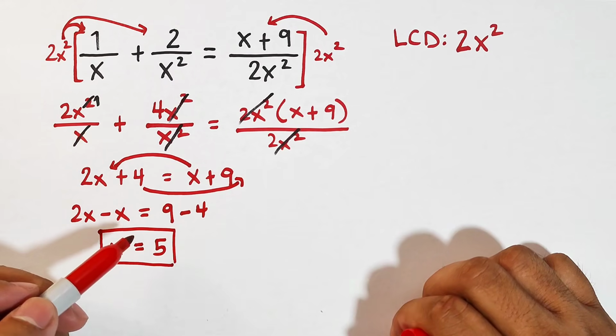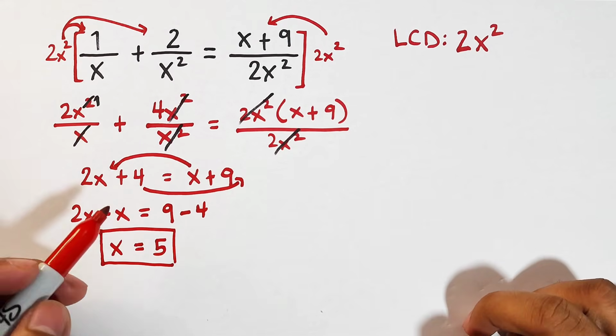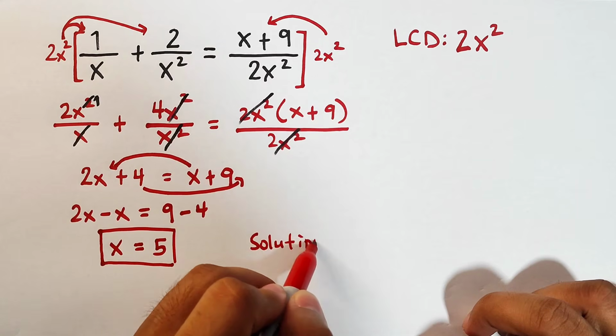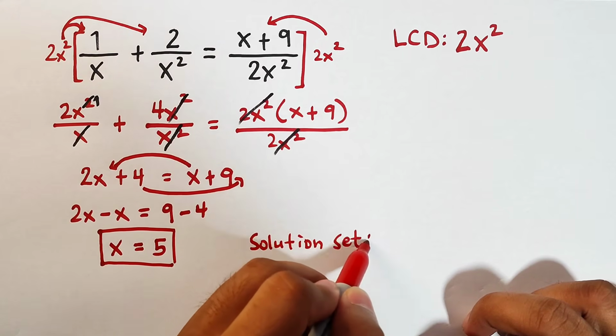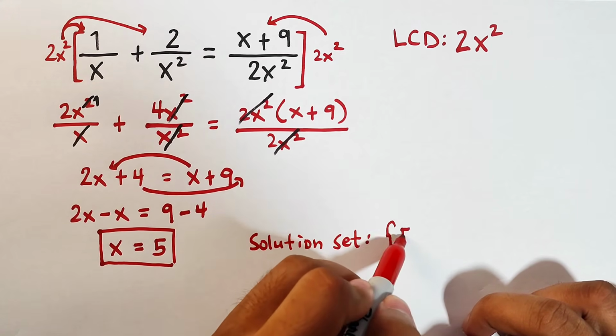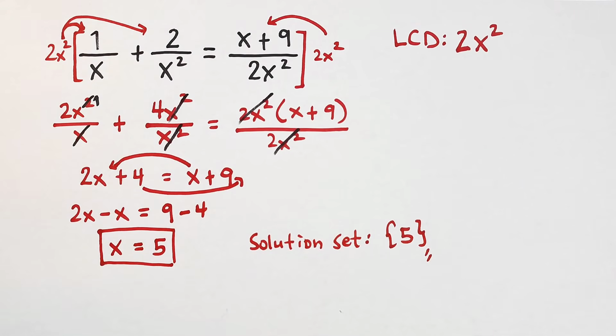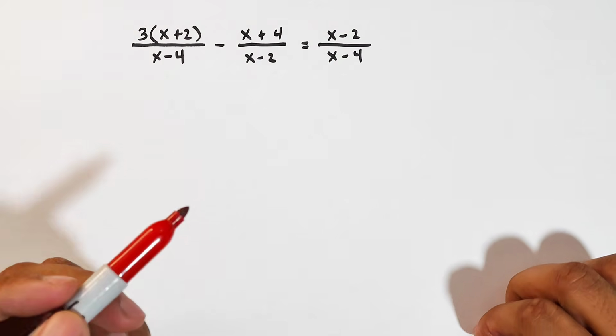Or in other words, if your teacher is asking for the solution set, our solution set is simply like this. This is our solution set. The value is 5. So that's it for item number 1. Now let's move on with item number 2.